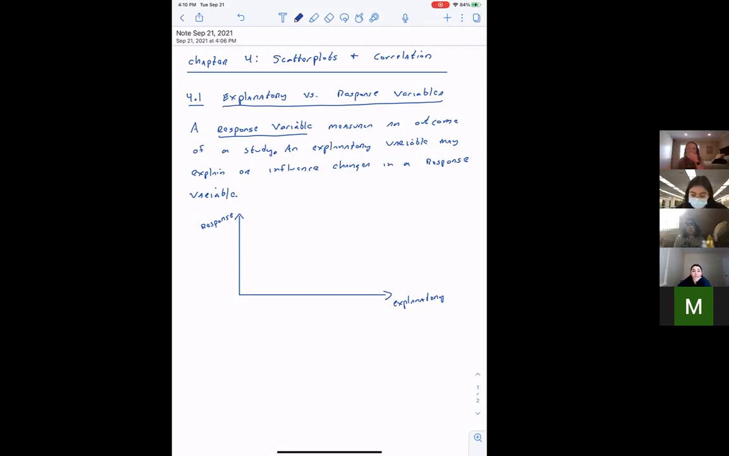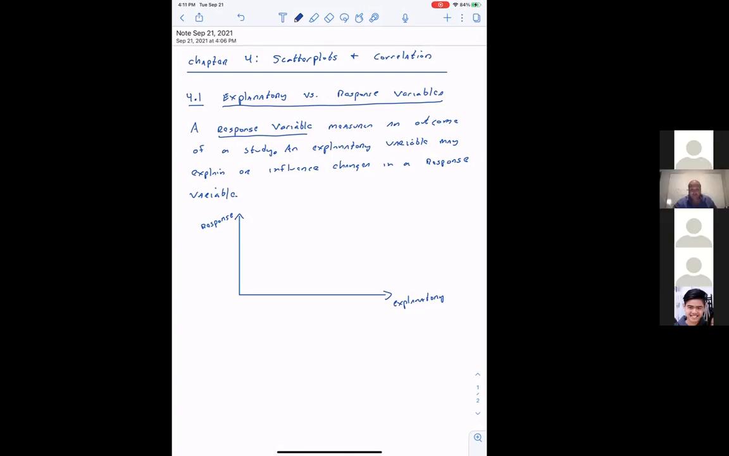Now, can anyone think of an example where as the explanatory variable increases, your response variable decreases? Think of an example out there in the world where as one thing goes up, something else goes down. Can anyone think of one? Doesn't have to be mathematical related. Beer and alcohol is not mathematical related. So can anyone think of something?